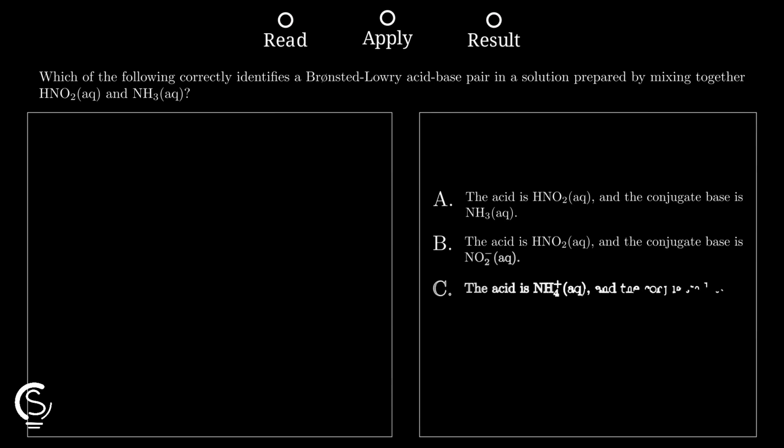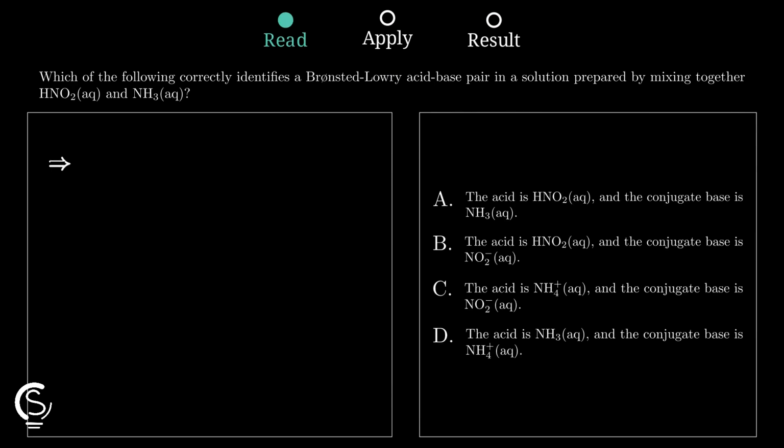First, identify the proton donor in the reaction. Nitrous acid, or HNO2, gives up a hydrogen ion to the ammonia molecule. This makes nitrous acid the Brønsted-Lowry acid in our mixture.